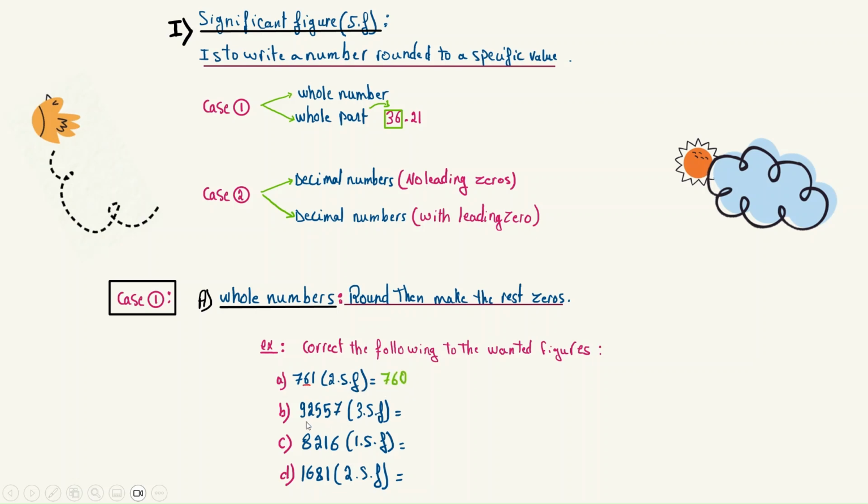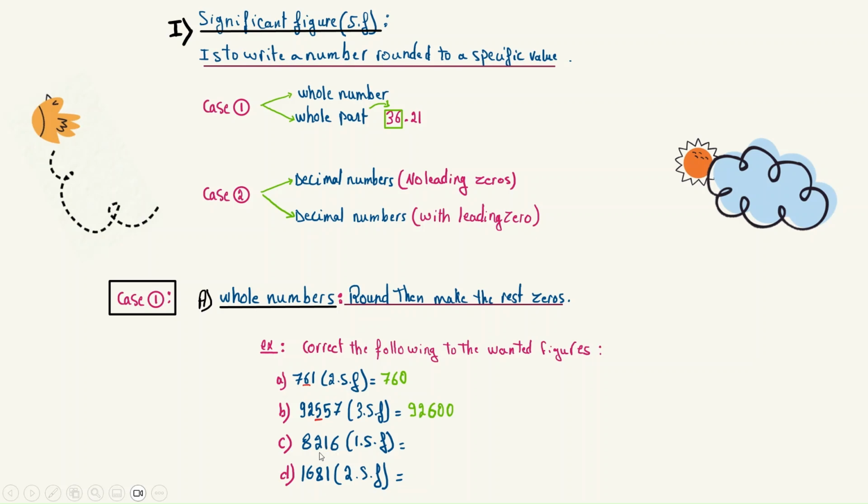In part B, the third significant figure is the first 5. Before it we have also 5, so we round up, we have to add 1 and make the rest digits 0. So remember, in whole numbers we make the rest digits 0. So the answer will be 92,600.